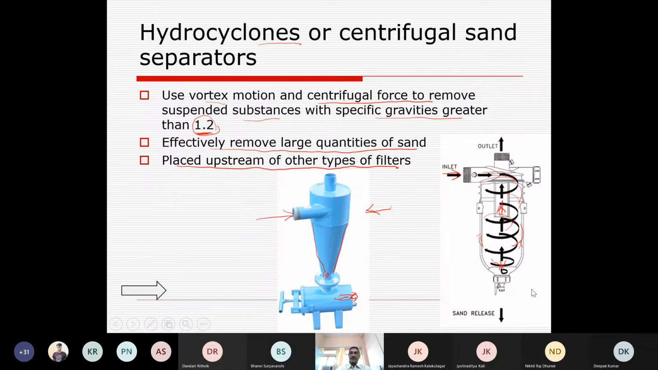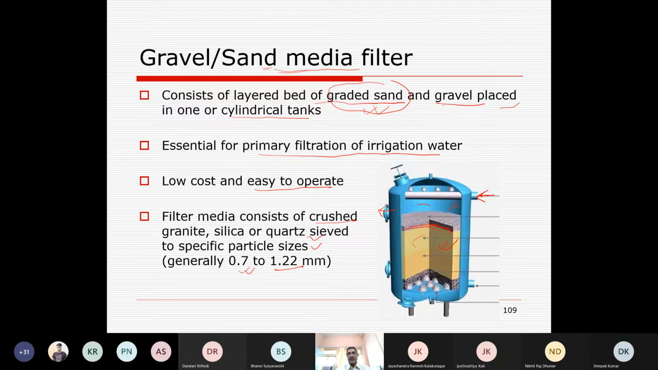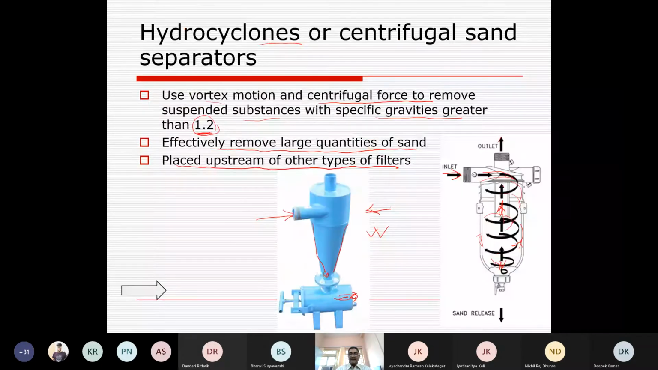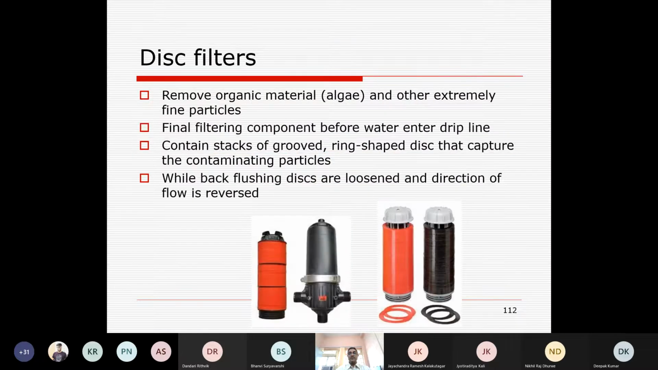So in this way, the first and most important filter is the hydrocyclone filter, then it goes to the sand media filter, then the screen filter, and at the last, if further impurities are there, it is basically a disc filter. It removes basically organic material like algae and other extremely fine particles. So how does it work? There are thin discs arranged in a cylinder, and water goes from outside or inside so that any impurities like algae or extremely fine particles are removed from the water.